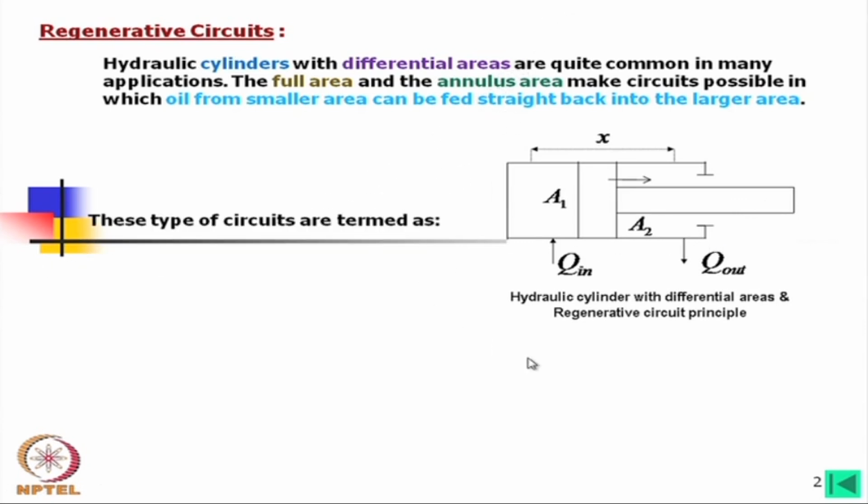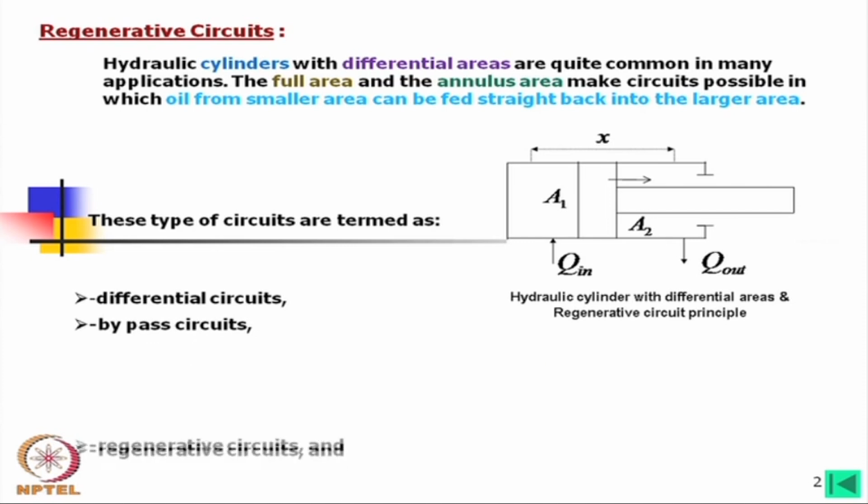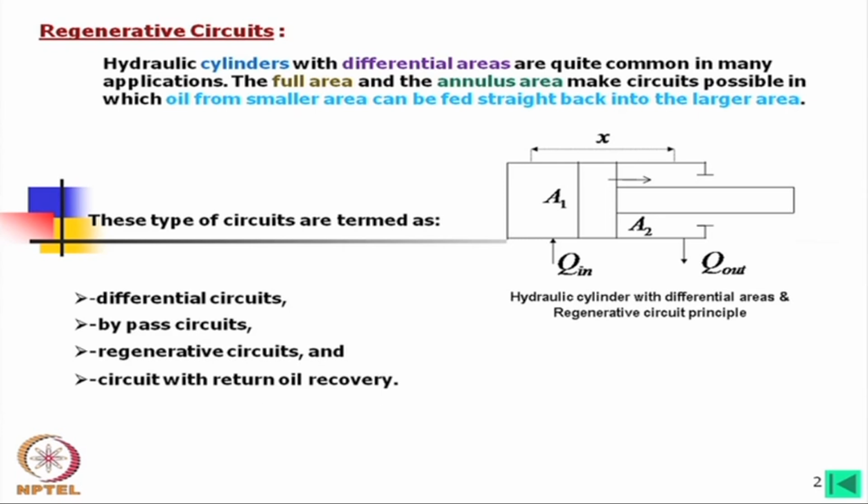These types of circuits are termed differential circuits, bypass circuits, regenerative circuits, and circuits with return oil recovery. Various names are there, but maybe regenerative circuit is more lucrative. So, I have given the title regenerative circuits, and I shall discuss how it works and what the possibilities are of using this circuit and system for a variety of output.